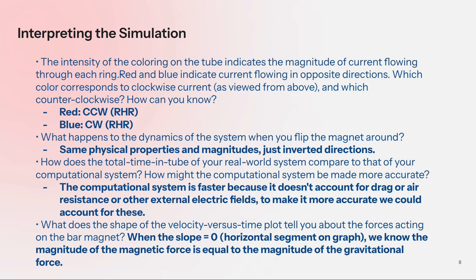And then how does the total time in the tube of your real-world system compare to that of the computational system? Well, the computational system is much faster because it doesn't account for drag or air resistance or any external electric or magnetic fields. So to make it more accurate, we just account for these. And then what does the shape of the velocity versus time plot tell you? Well, when the slope is 0, it tells us that the magnitude of the magnetic force and the magnitude of the gravitational force must be equal.